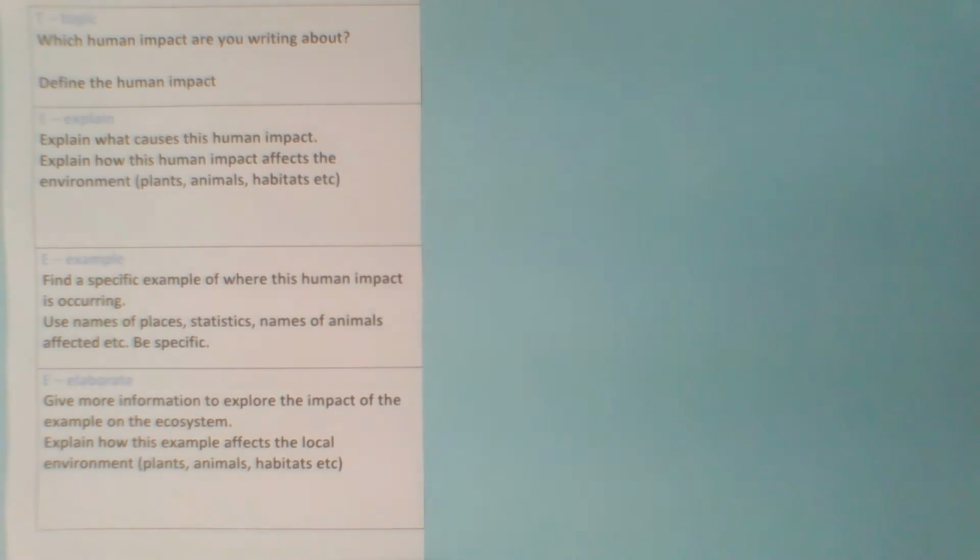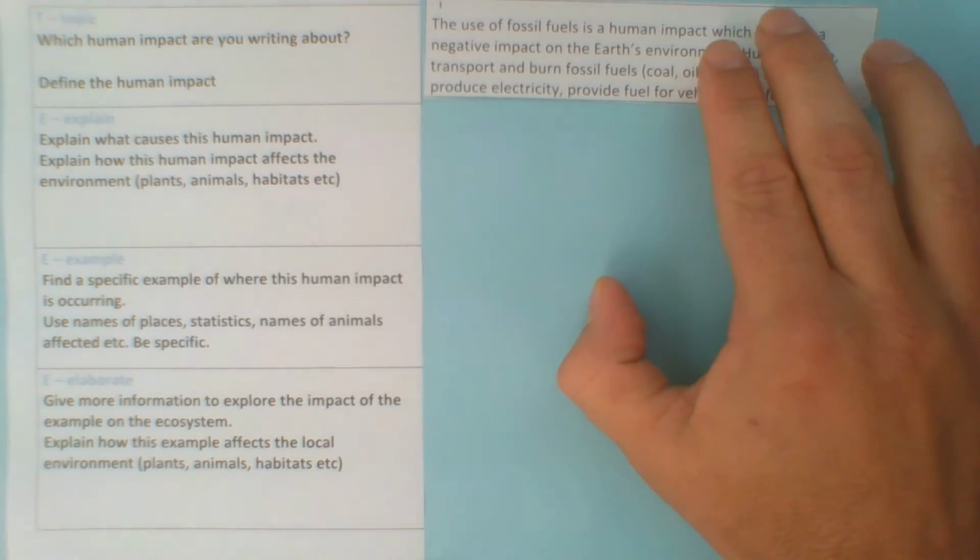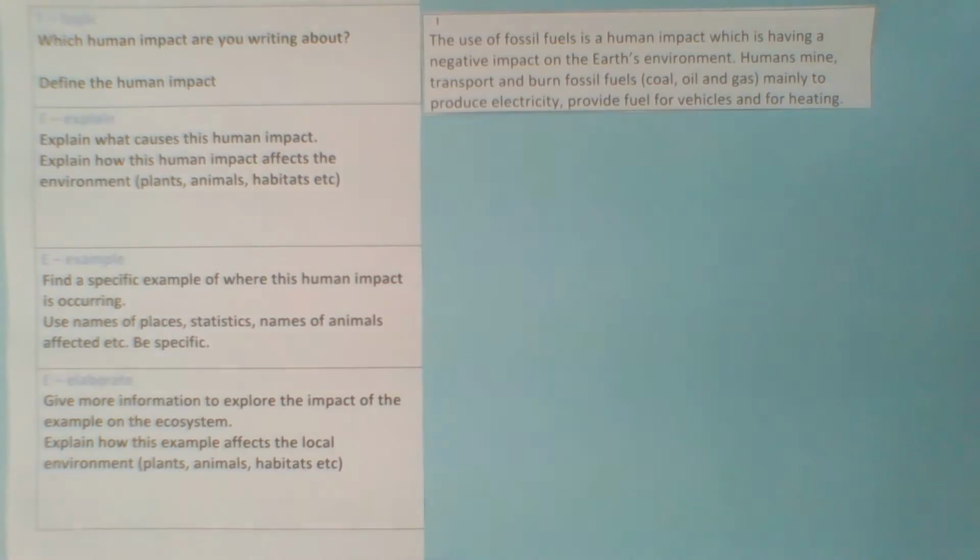And it asks us to define the human impact. We don't want to go into too much detail here because it's already going to be quite a large paragraph. So here's my one for fossil fuels. And I'm going to read it to you really quickly. It says the use of fossil fuels is a human impact which is having a negative impact on the Earth's environment. Humans mine, transport and burn fossil fuels, I've put the three there, coal, oil and gas, mainly to produce electricity, provide fuel for vehicles and for heating.